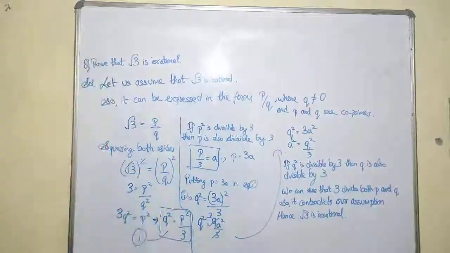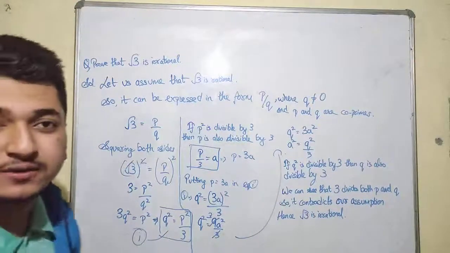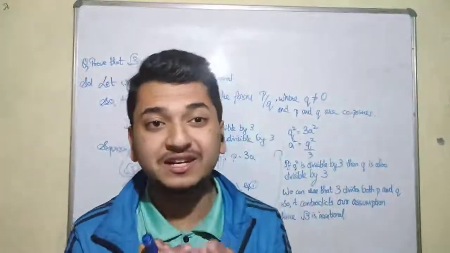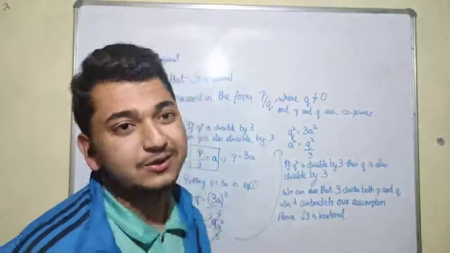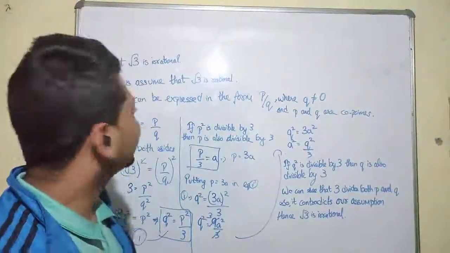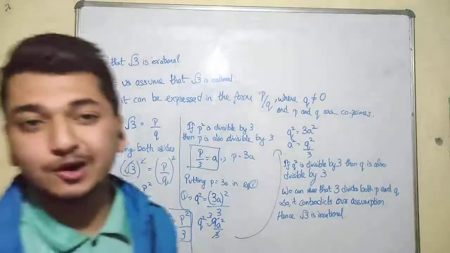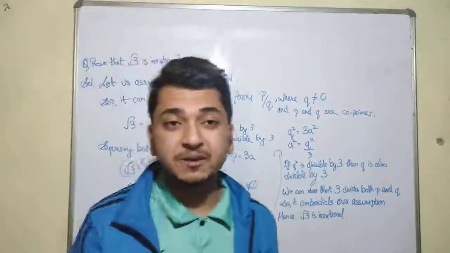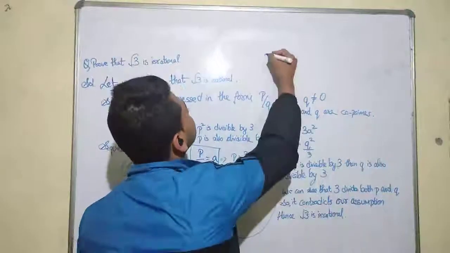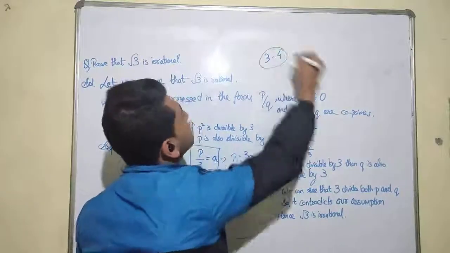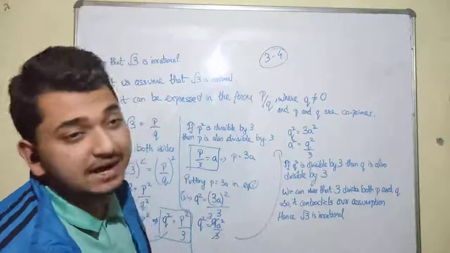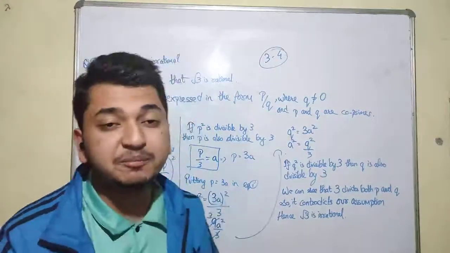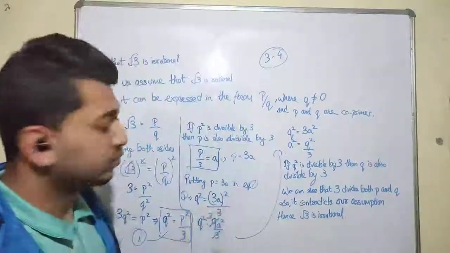Okay. So this is the proof of root 3 is irrational. How root 3 is irrational. So I hope you got this. If you haven't got this, we'll do some more questions on it. But keep in mind that this question comes for 3 to 4 marks. This question has the weightage of 3 to 4 marks in board exams. So we should prepare well for this question.